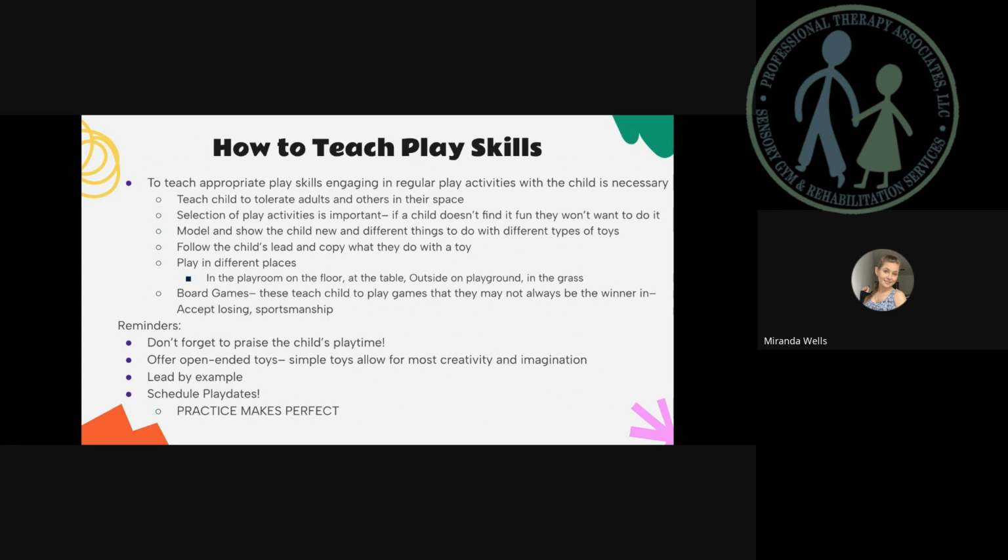Model and show the child new and different things to do with different types of toys. Follow the child's lead and copy what they do with a toy and play in different places. In the playroom, on the floor, at the table, outside on a playground, or even in the grass.